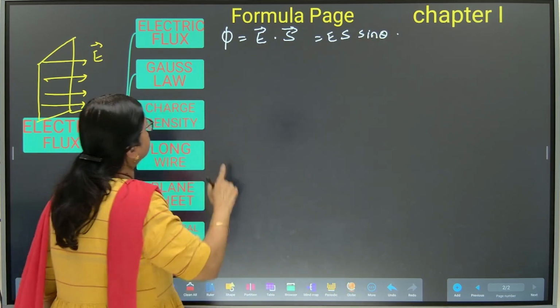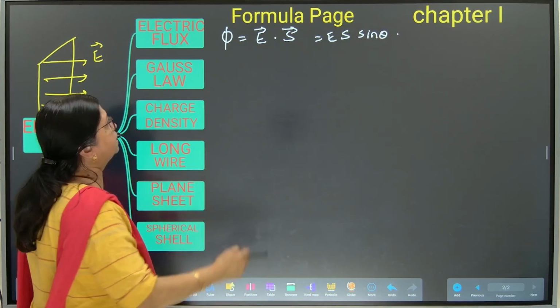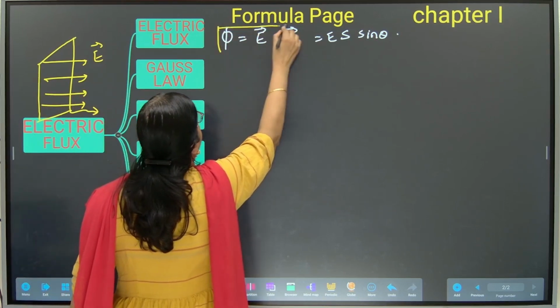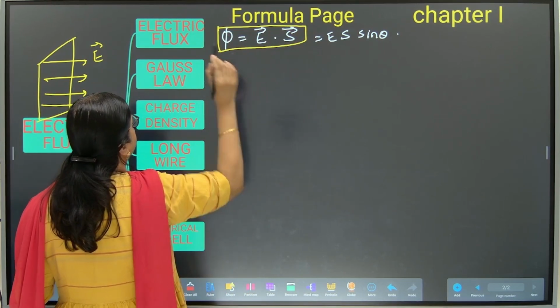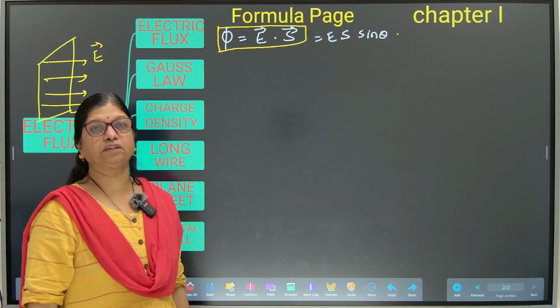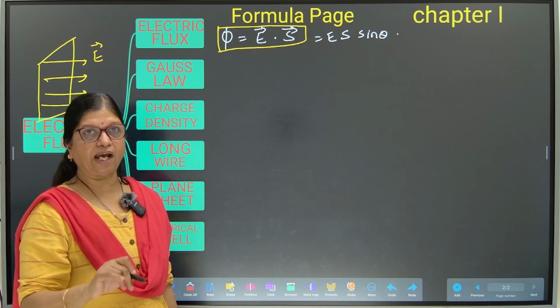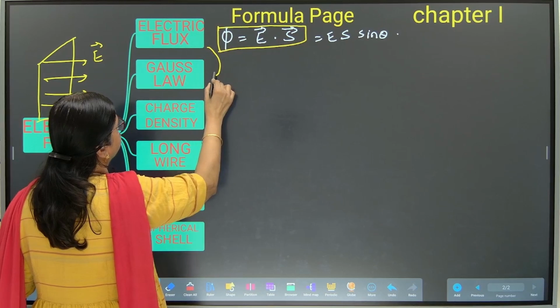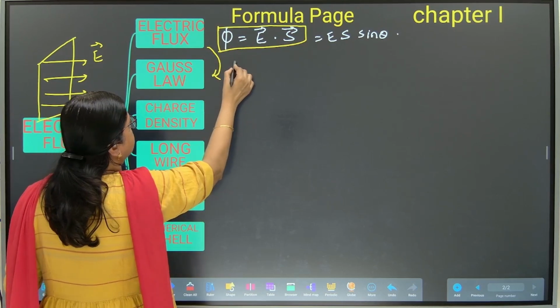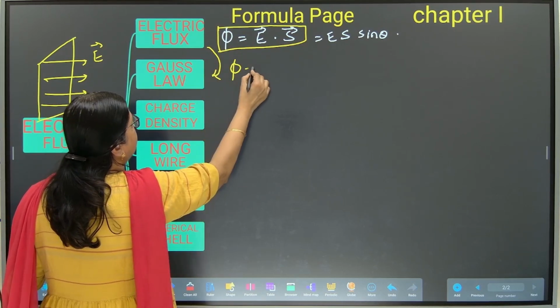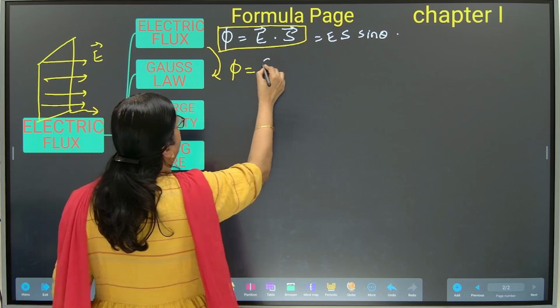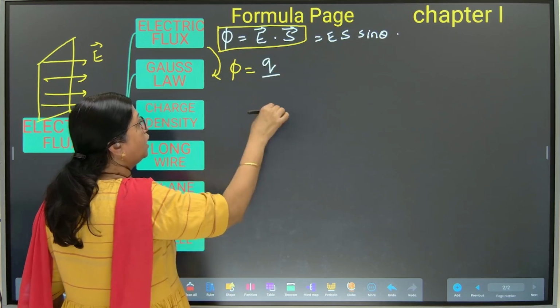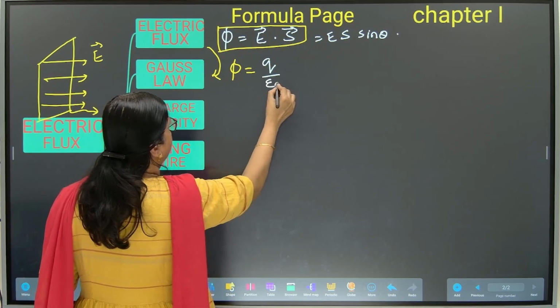So this is the formula for flux. Let us box it. Let us come to Gauss's law. From this flux we have derived Gauss's law, which tells us that the flux is equal to the charge enclosed in the Gaussian surface upon epsilon naught.